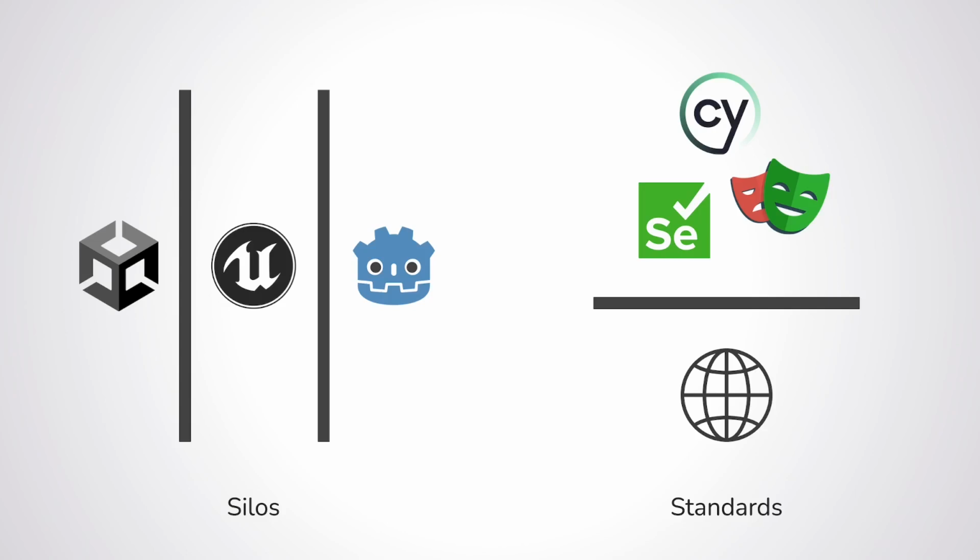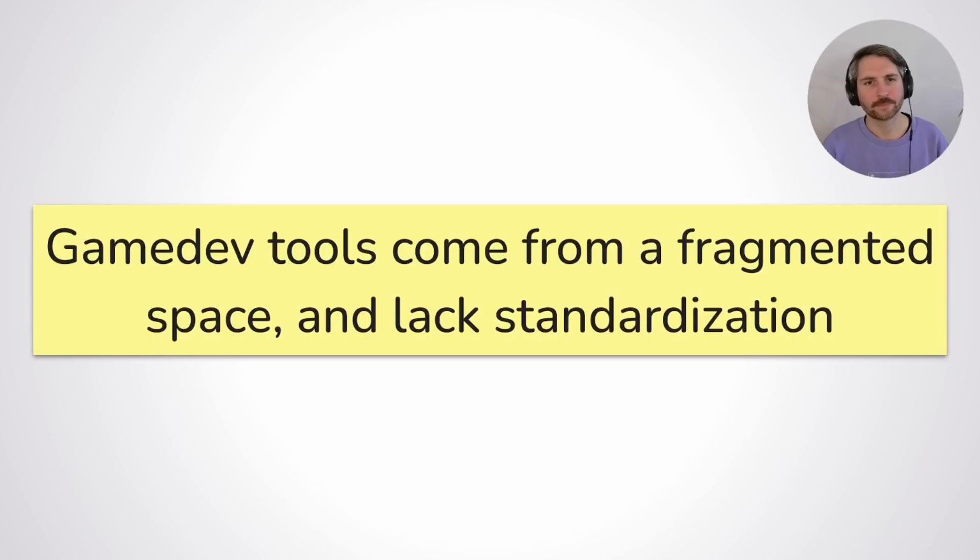On the web, on the contrary, the vast majority of things are built on top of web standards. This means a test running with Chrome is likely to run on Firefox or Safari. This leads us to my fourth point, explaining what makes games unique. The video game ecosystem is fragmented, and it severely lacks any standardization.